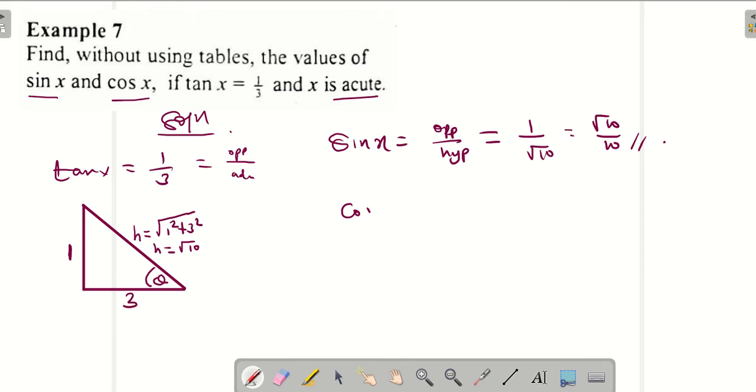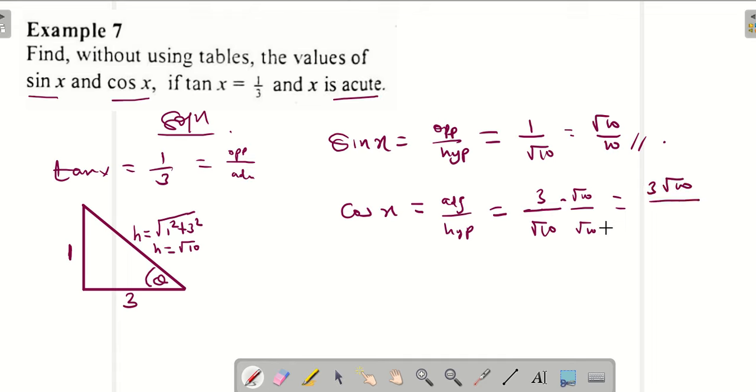Now cos x is also equal to adjacent over the hypotenuse. We know that the adjacent is 3 and the hypotenuse is still root of 10. That is the answer, or if you like, you rationalize. In rationalizing, multiply the numerator by root 10 and the denominator by root 10. So you have 3 root of 10 all over root of 10 times root of 10, which is 10. And that is the answer.